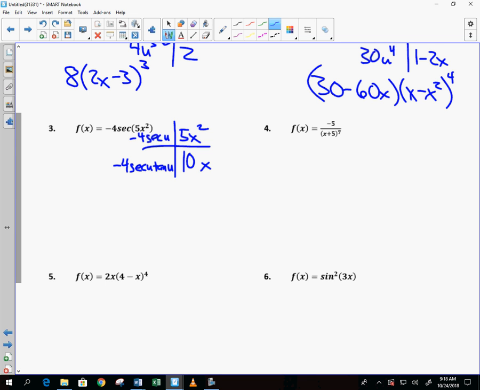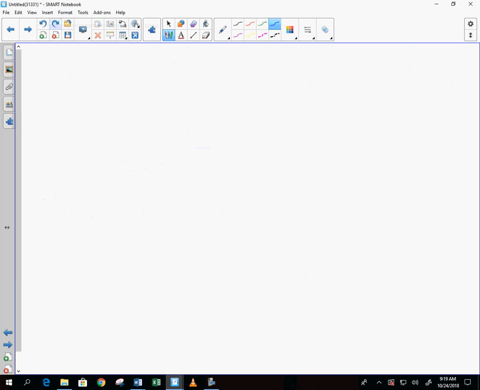I multiply these together, I get a negative 40x. I get secant of what? 5x squared, tangent of. Now, if you can't appreciate how amazing it is that we can do it that quickly, then you're missing something. But you guys, we're finding derivatives really, really fast, okay? Really, really fast.